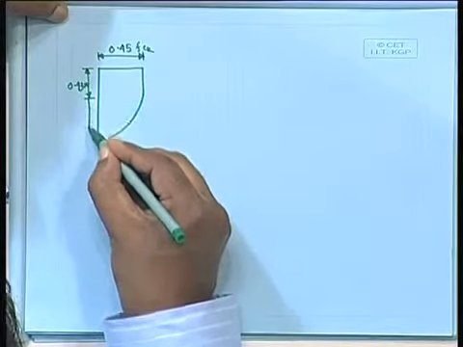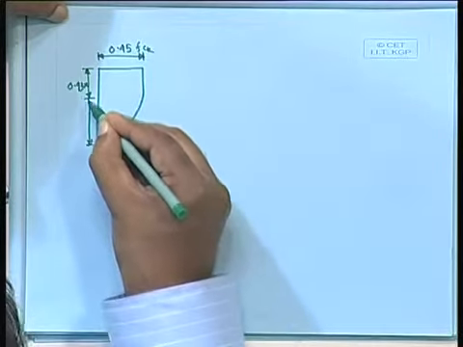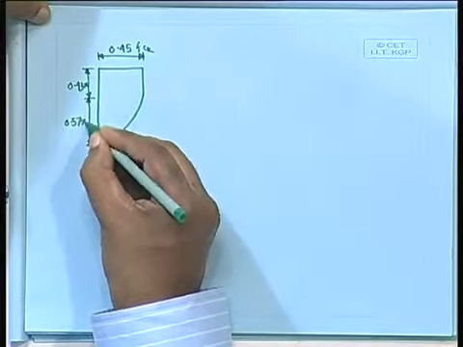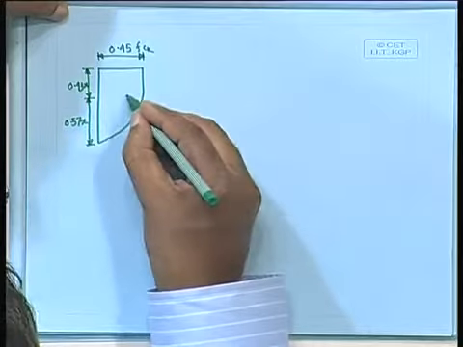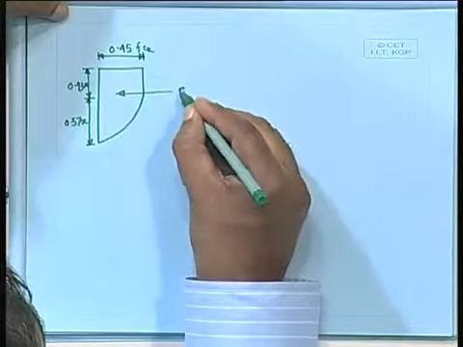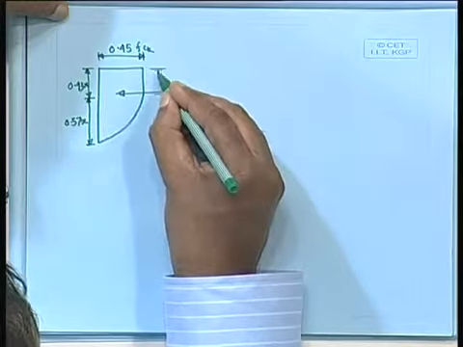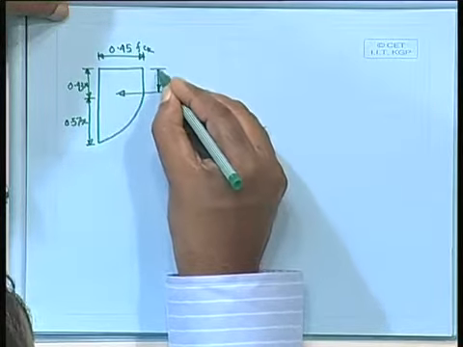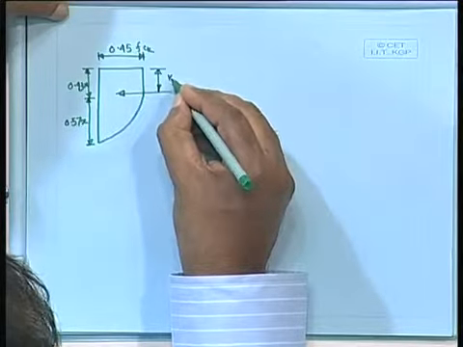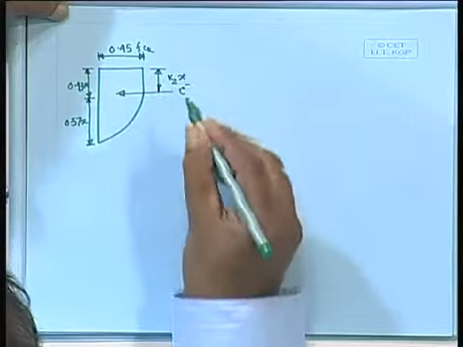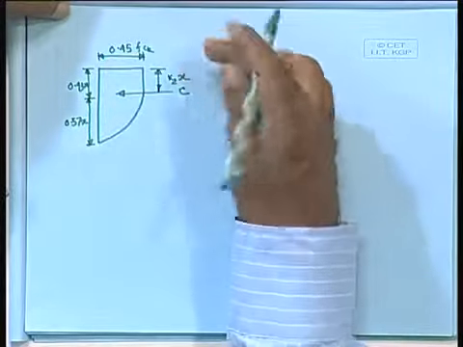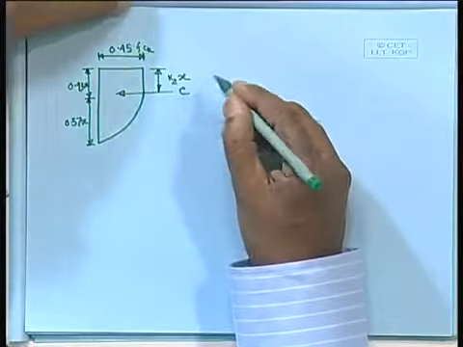0.43x, 0.57x, compressive force. We shall add one more factor, that is K2 times x. x is this depth. What is the factor K2 that we shall find out?